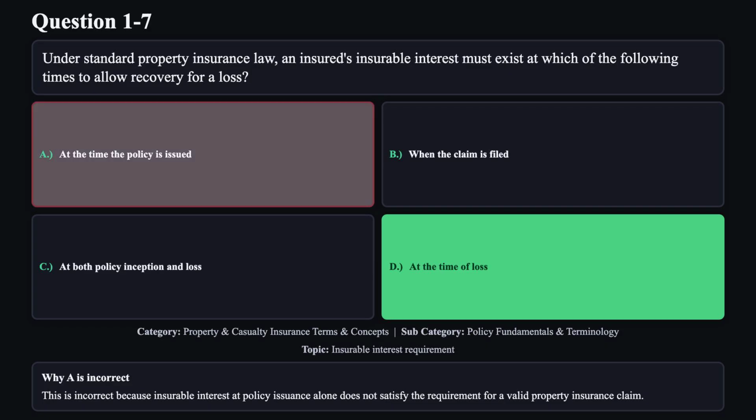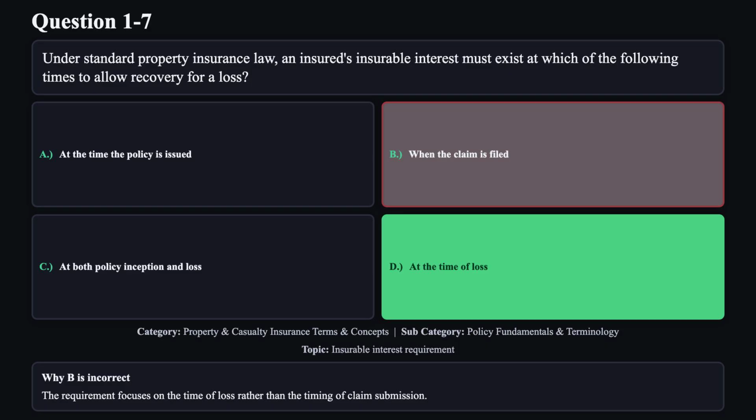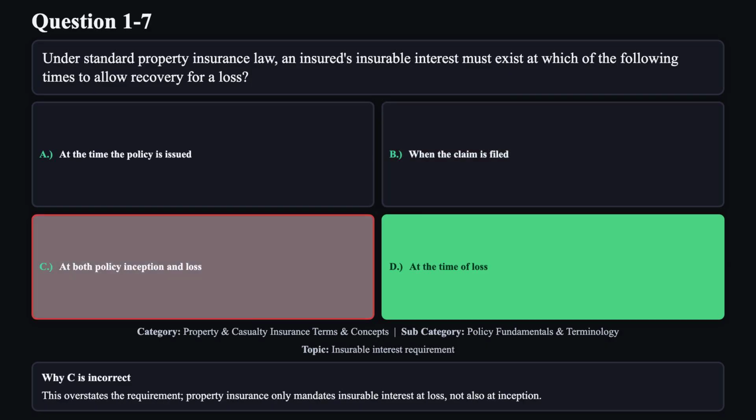This is incorrect because insurable interest at policy issuance alone does not satisfy the requirement for a valid property insurance claim. Reason B is not correct. The requirement focuses on the time of loss rather than the timing of claim submission. Reason C is not correct. This overstates the requirement. Property insurance only mandates insurable interest at loss, not also at inception.